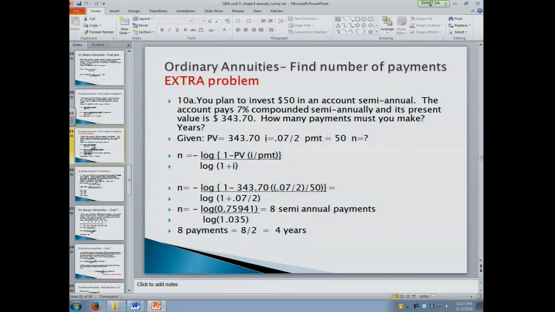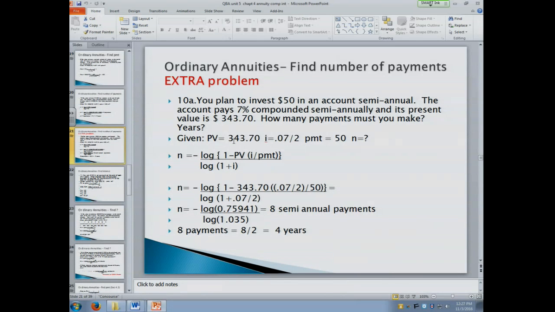This problem might not be on your handout. You can pause and write it down and then try it. You plan to invest $50 into an account semi-annually. The account pays 7% semi-annual, and its present value is $343.70. How many payments will you make?